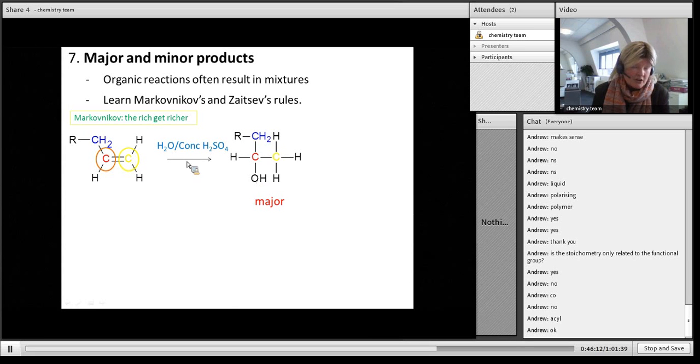If you like, the conc H2SO4 is like a catalyst to get it going. And so my OH is going to come on the other carbon that's got the least number of hydrogen atoms. It's really important to work out. And that's my minor product. So that's where it's done the opposite, where the OH has actually gone to the rich carbon. You will get some of that, but most of it is going to go the other way.